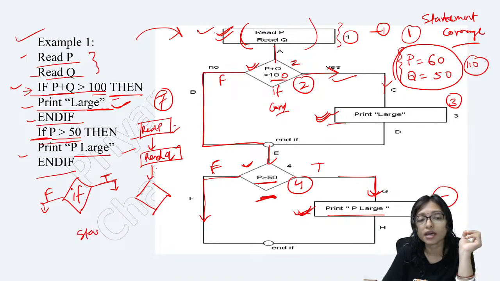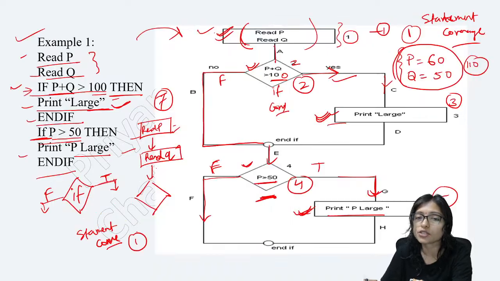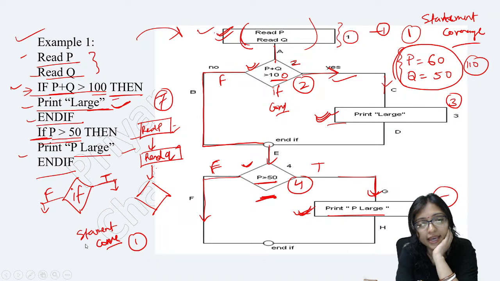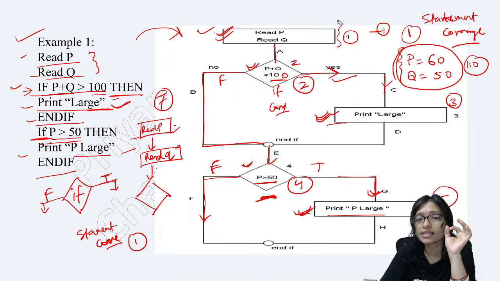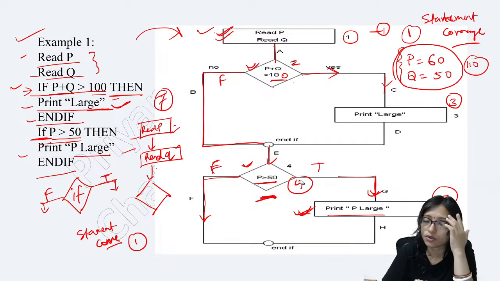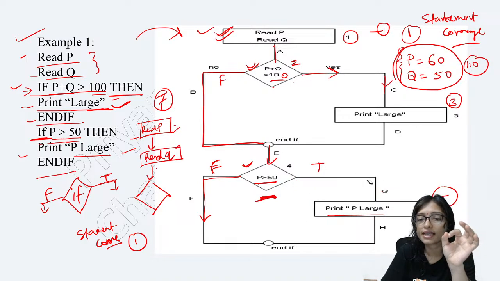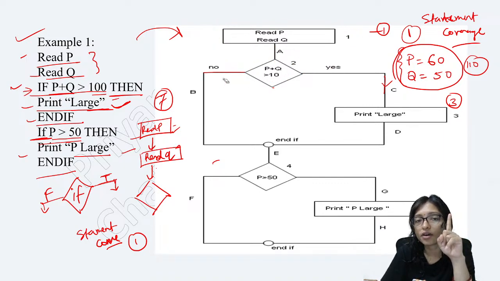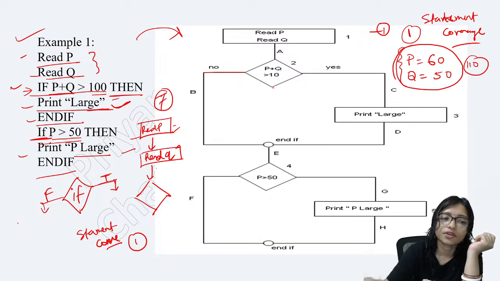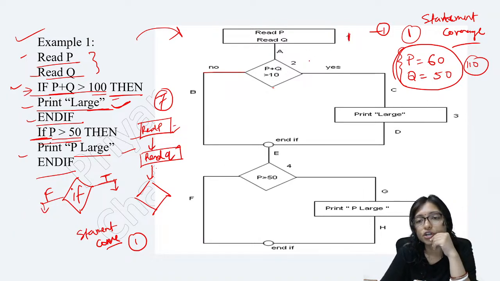So my statement coverage will be one here. That is called the statement coverage. How many test cases do I have to write to cover all the statements? I have written only one test case, and through this test case I can cover all these statements, and that's why my statement coverage is 1. Is this clear to everyone?